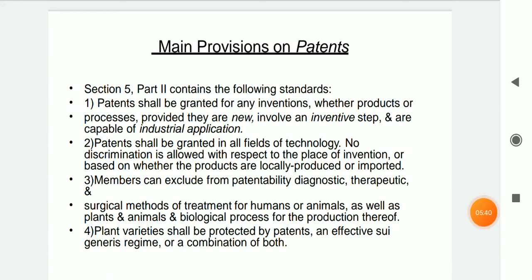Then members can exclude from patentability diagnostic, therapeutic and surgical methods of treatment for humans and animals, as well as plants and animals, and biological processes for the production thereof. And fourth one, plant varieties shall be protected by patents, an effective sui generis regime, or a combination of both.